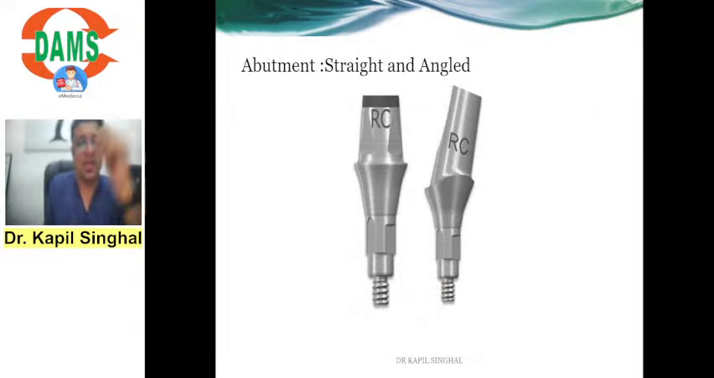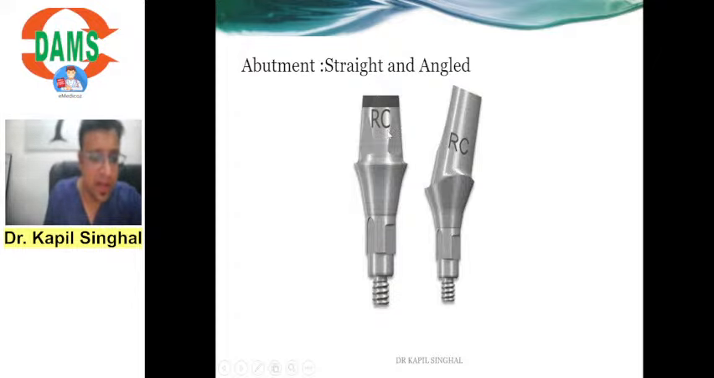So what I want to say is, whenever you use a straight or an angled abutment, whatever crown you make over it, that crown would be cemented. So the type of prosthesis over your straight abutment or an angled abutment will always be cement retained. Listen carefully, it's a very important point: the prosthesis placed on a straight or angled abutment would always be a cement retained crown.